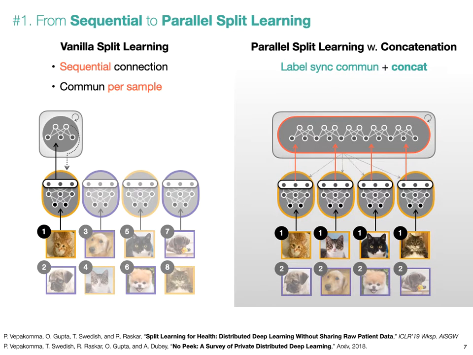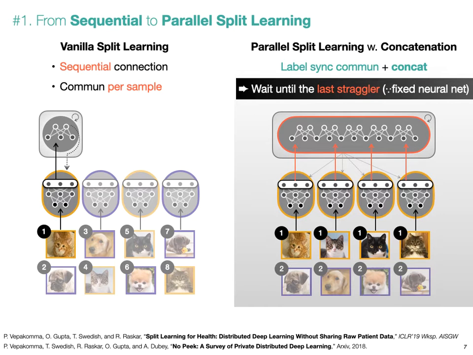To begin with, let's recall the vanilla split learning operations. It is sequentially operated and is communicated per sample. For scalability, we consider its parallelized version, where at the worker side, data feeding is synchronous with respect to the label, and at the server side, concatenation is applied. Then the problem is that neural network architecture is not flexible, whereas communication channel quality fluctuates over time. Therefore, the server should always wait until the last straggler, whose worst case latency could become infinitely long.